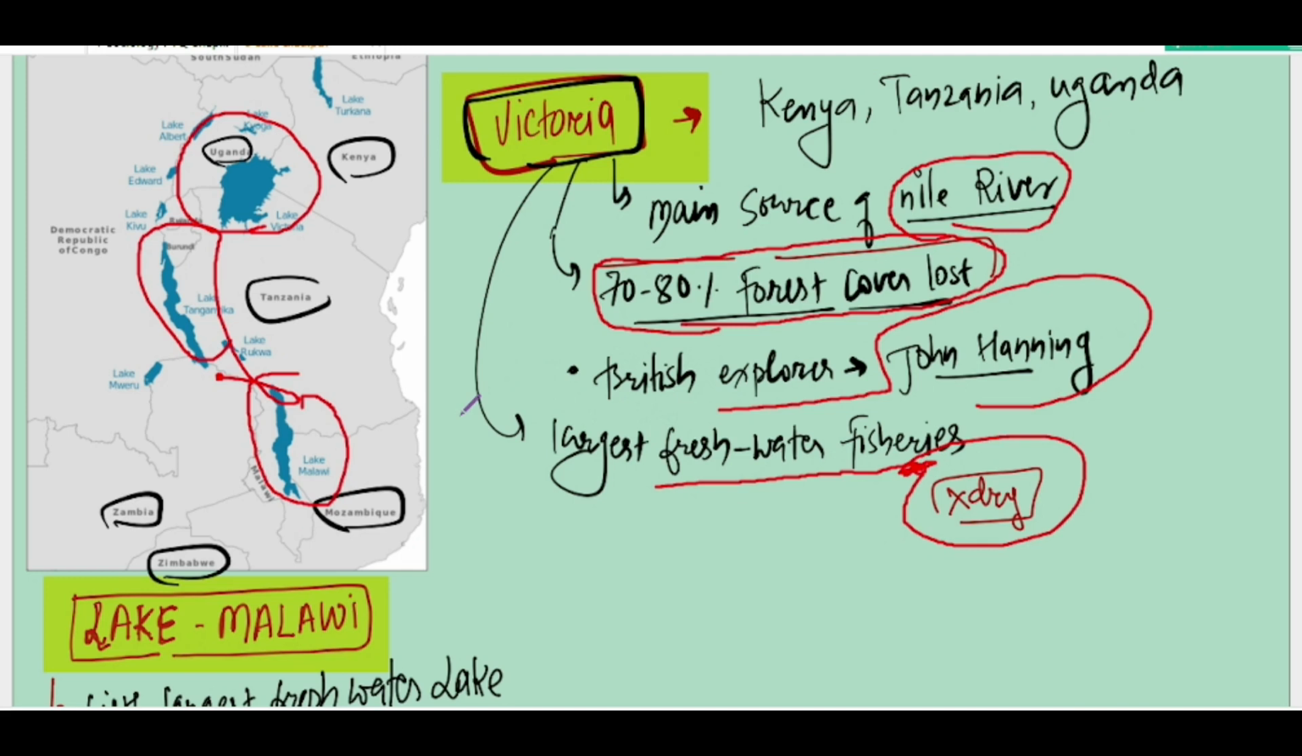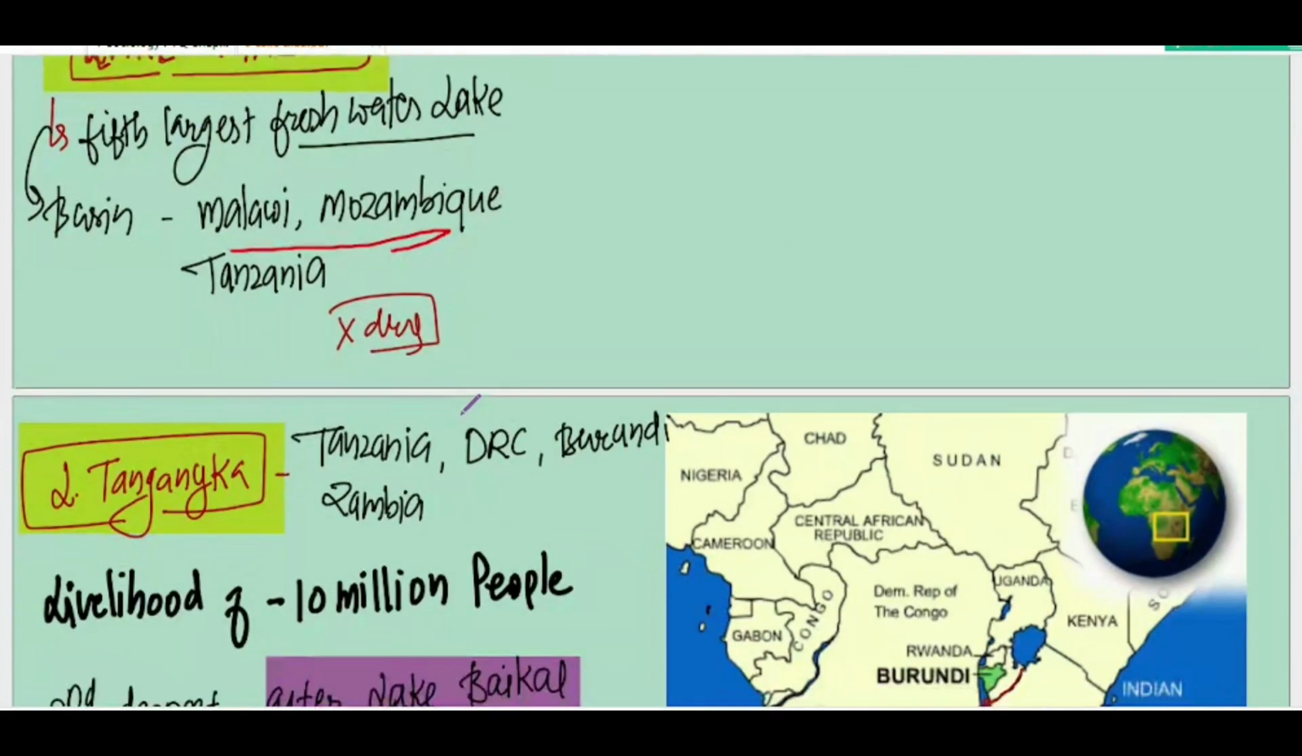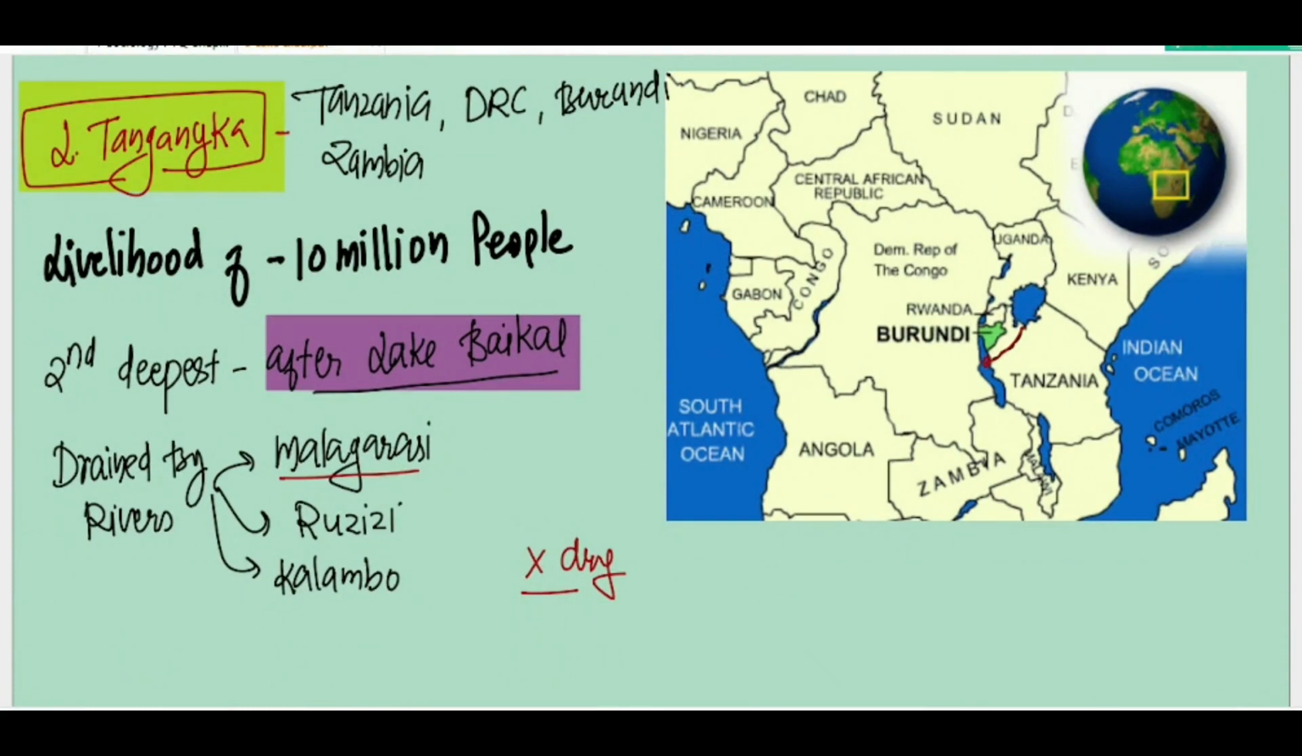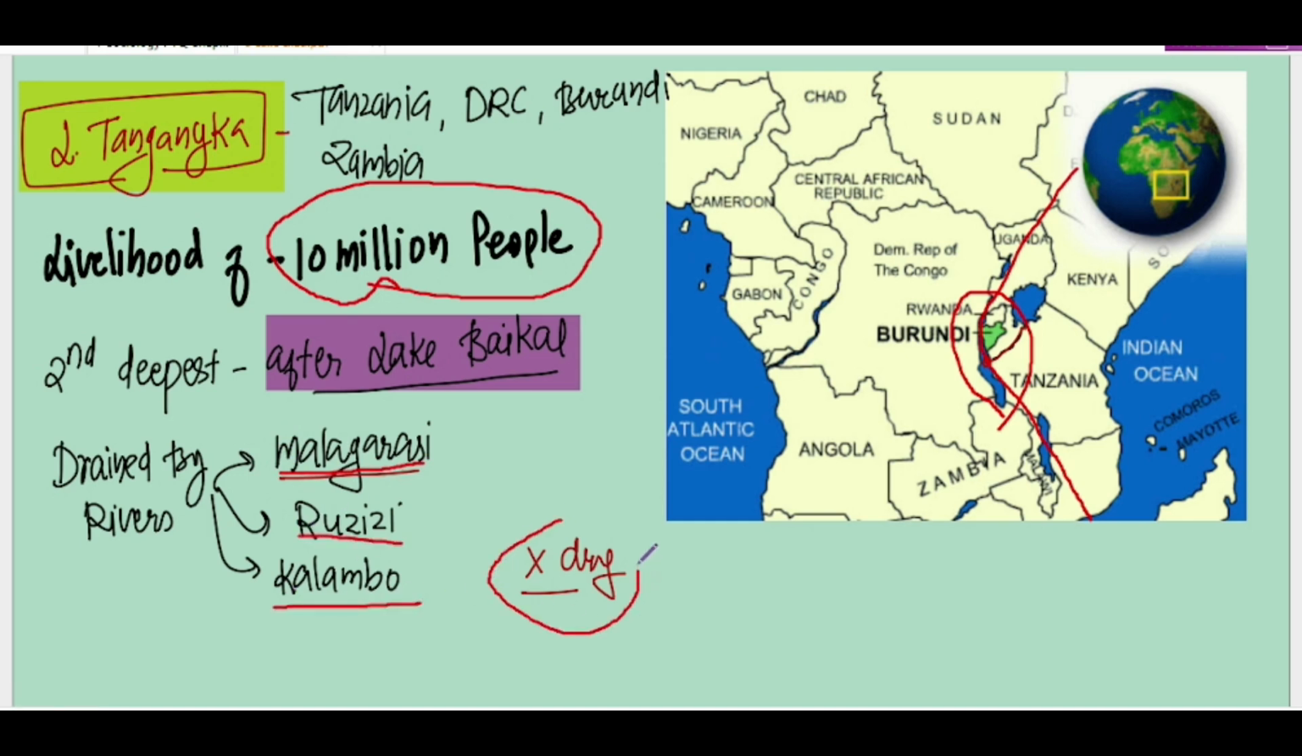And next lake, let's talk about Tanganyika. It is surrounded by Tanzania, DRC, Burundi and Zambia. This is Lake Tanganyika, and it is the second deepest lake after Lake Baikal, and it is part of the famous African Rift Valley. Remember this, and it is providing livelihood to 10 million people in the African region, and it is drained by the rivers Malagarasi, Ruzizi and Kalambo, and this lake is also now drying.